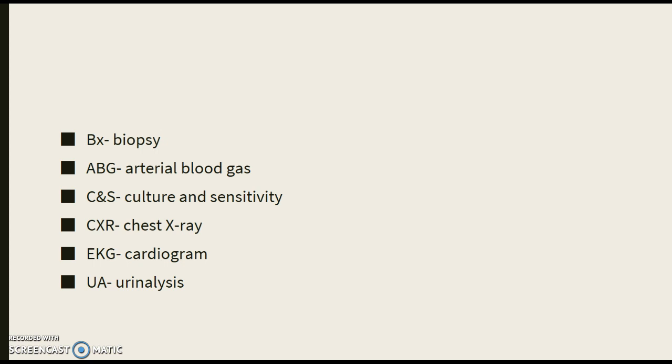Chest X-ray is CXR. EKG is the electrocardiogram, and that's where they put the electrodes on the body and they get a tracing of the electrical output. And UA is urinalysis, and that's where we'll get a urine specimen.